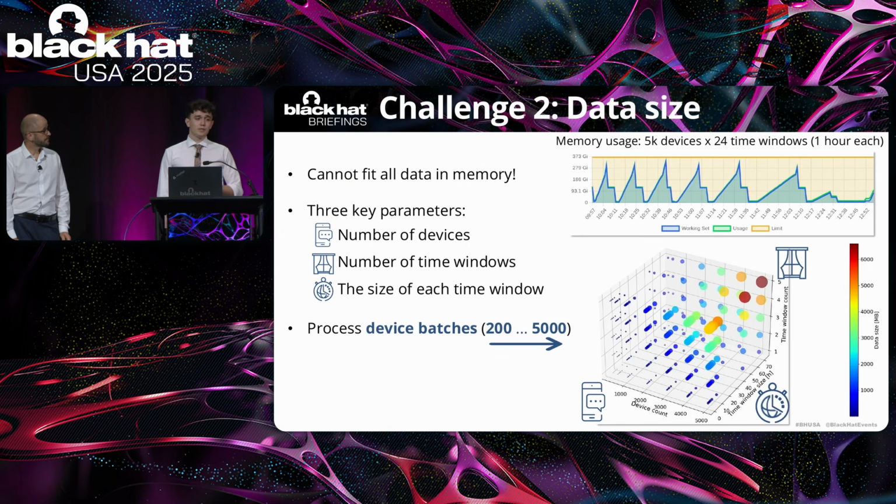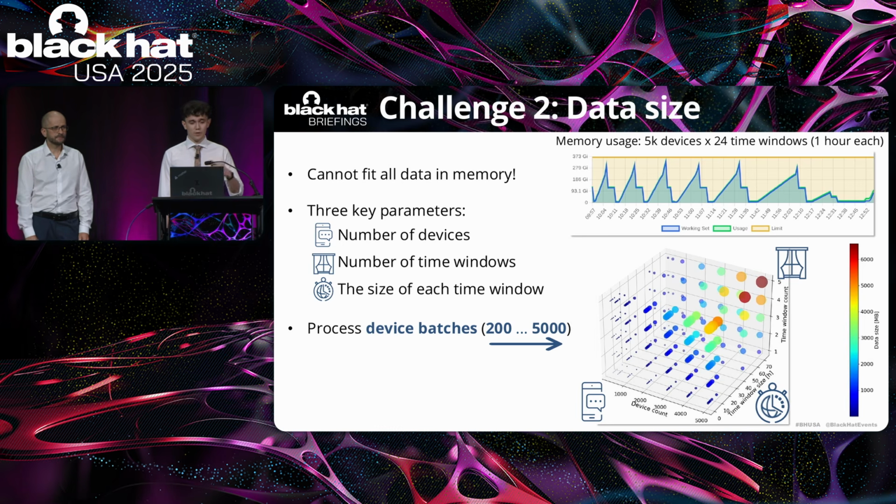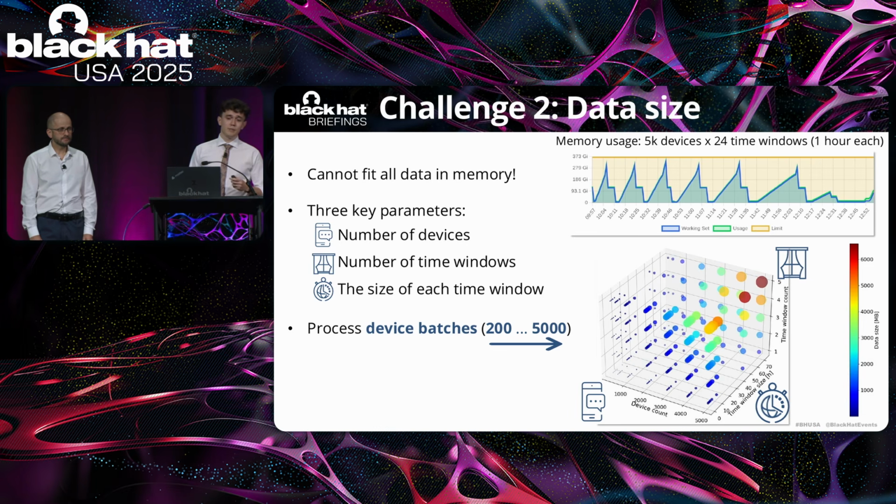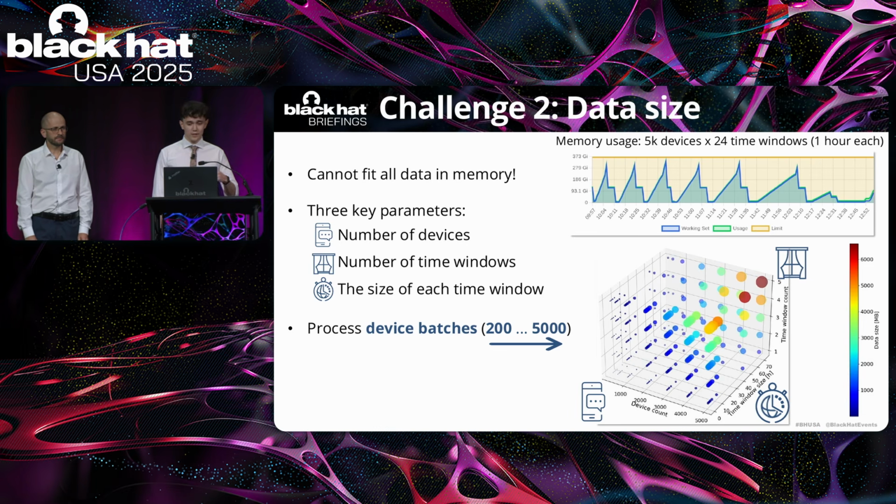Our second challenge was with the astonishing size of the data. Just loading all the data for 30,000 devices takes tens of gigabytes of RAM. So we have 3 key parameters: the number of devices, the number of time windows, and the size of each time window, where a time window represents a trace constructed for a device over a given time interval. We also process the devices in batches ranging from 200 to 5,000.